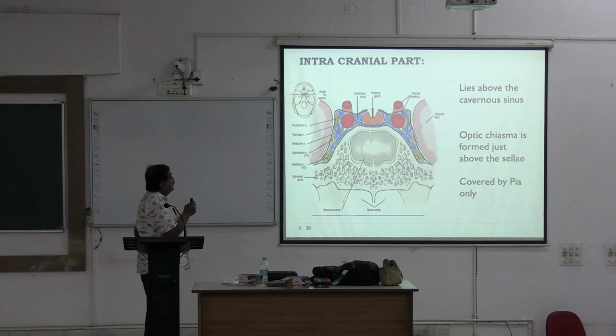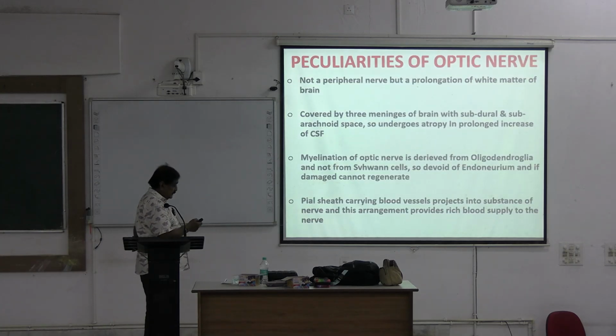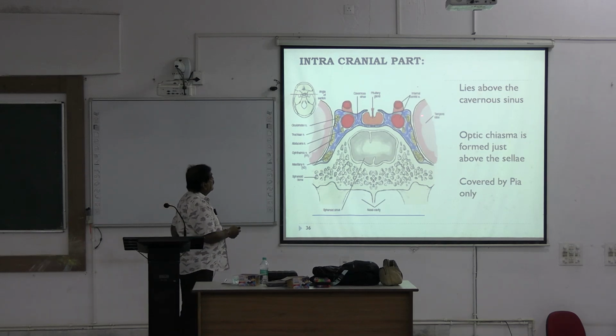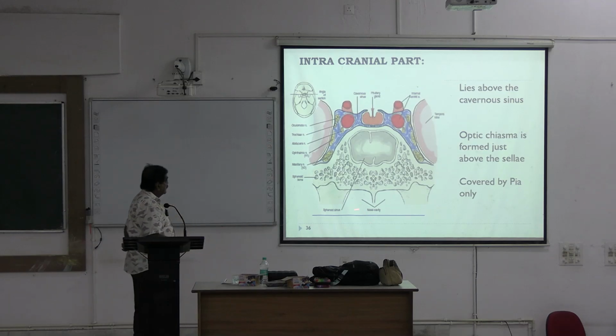The very important picture. The optic nerve now lies above the cavernous sinus. The optic chiasma is formed just above the sella and covered by pia only. This is the nasal cavity and the sphenoidal sinus.